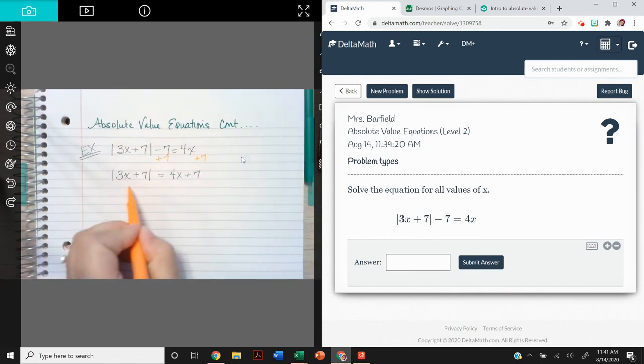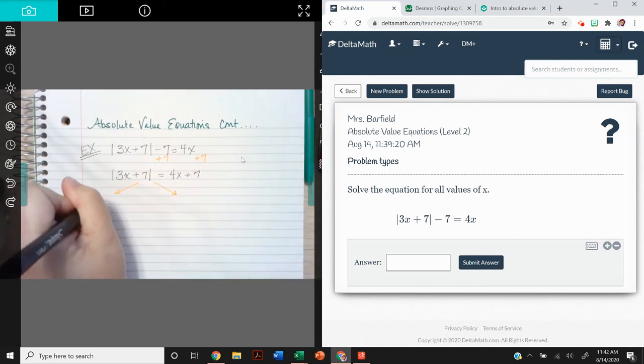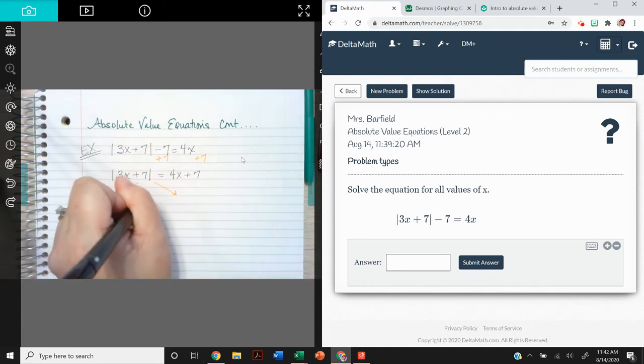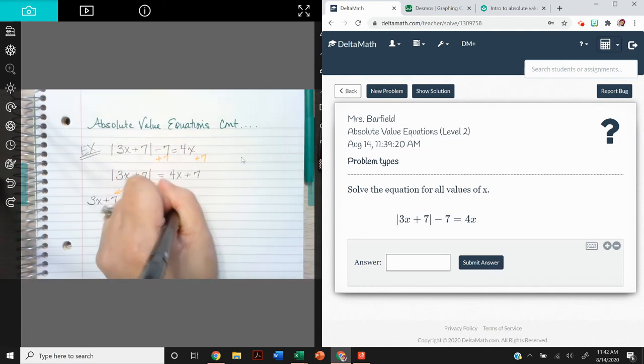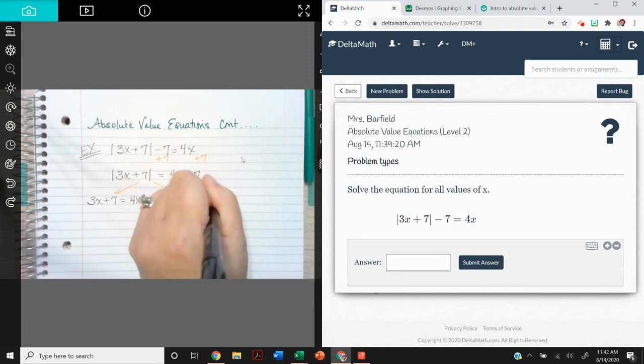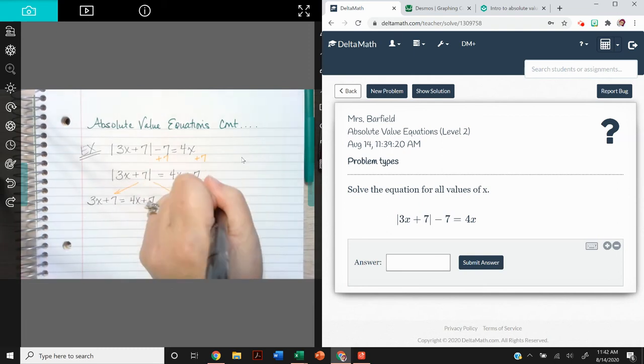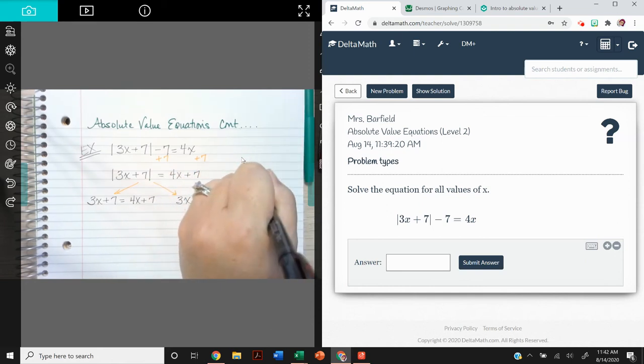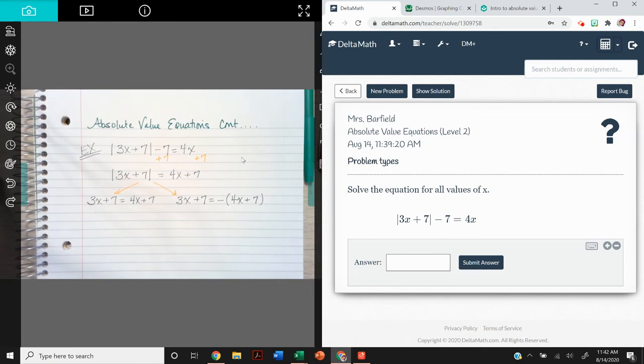So I'm going to take my problems, and I know I have to solve 3x plus 7 equals that problem as 4x plus 7. And then I'm going to take 3x plus 7 equals, look how I'm going to write it, negative parentheses 4x plus 7. Now, what that is, is what some of your teachers haven't told you, or maybe they told you and you just let it go in one ear and out the other. Your negative sign is also your opposite.